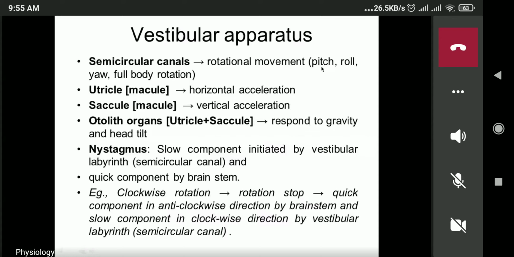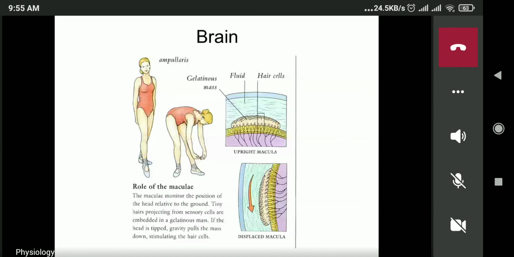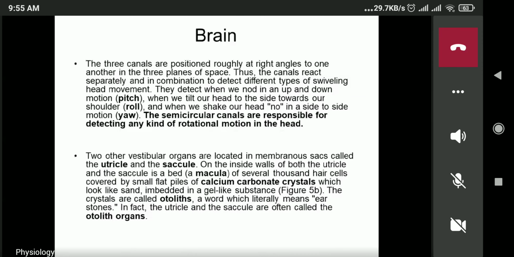Yes, sir. Let us go to what I have already told. It is written here. The semicircular canals are responsible for detecting any kind of rotational movement of the head, right? Then the utricle and saccule: the macule is there, calcium carbonate crystals are there. Why are they called otoliths? Because ear stones are there. That is why they are called otolith organs.